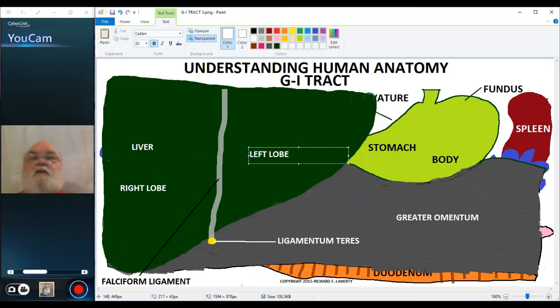In the next video, we'll take a look inferior to this level, inferior to the level of the duodenum, and look at the intestines. And then we'll go on to take a closer look at the liver.